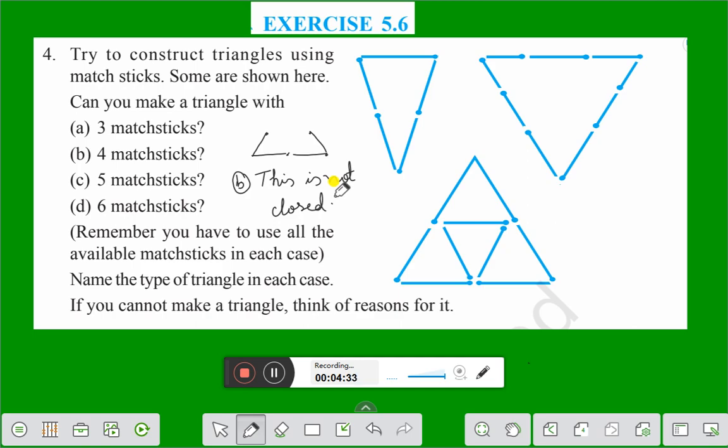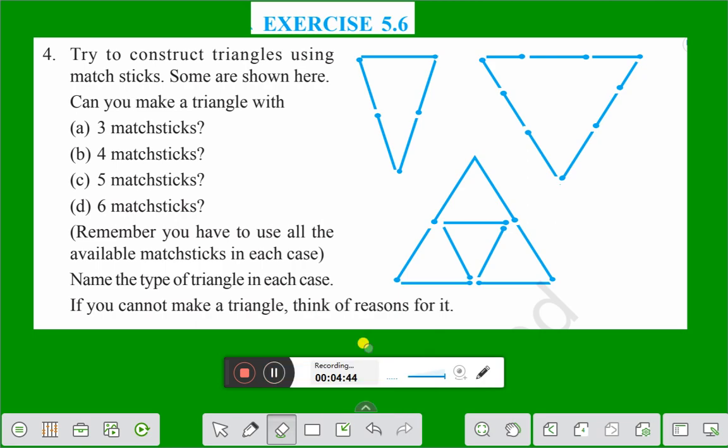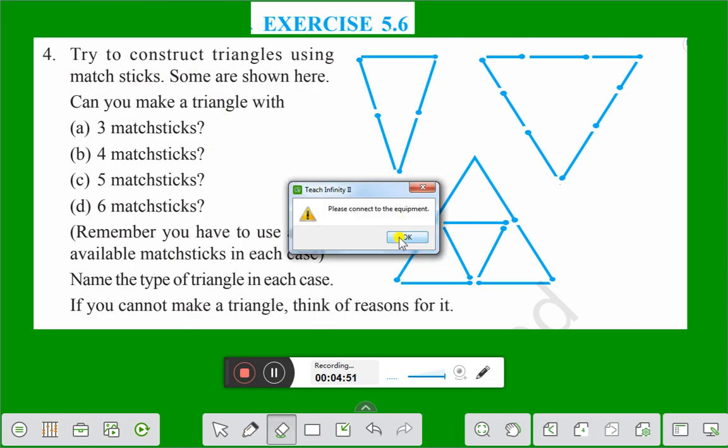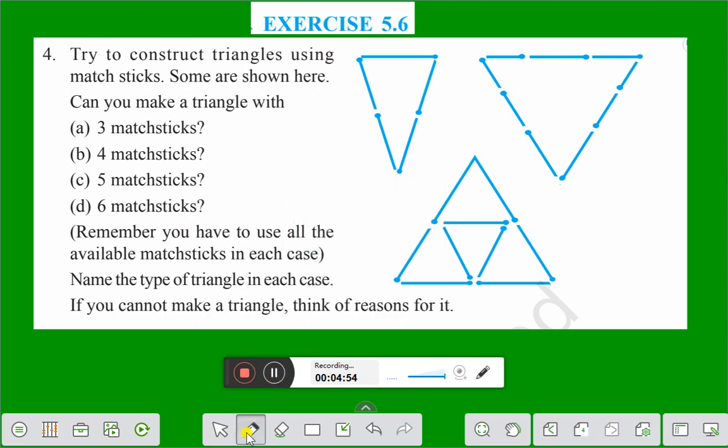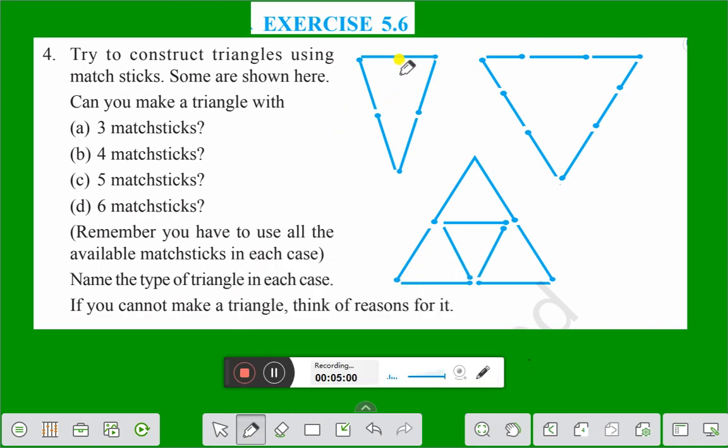Now, question number C with 5 matchsticks. Let us take 5 matchsticks. See, here we have taken 5 matchsticks: 1, 2, 3, 4, 5. That means we can make a triangle with 5 matchsticks. Here you see.